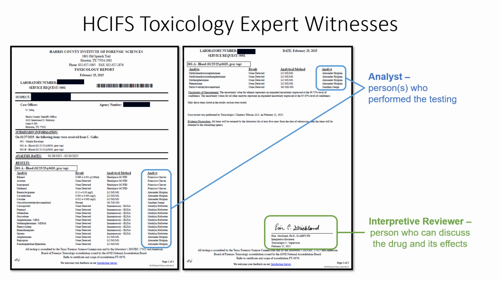If you have a case involving cannabinoids that is going to trial, or you have questions about the report, feel free to reach out to the analyst and/or the interpretive reviewer of the case. The analyst, who can be found in the far right column in the results section, was the person who performed the testing in the lab and determined whether the substance was present or absent. If you need to discuss the effects of the identified drug on a person, contact the interpretive reviewer, whose signature can be found at the bottom of the report.